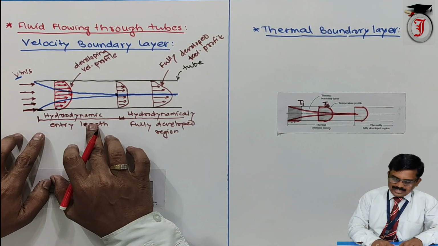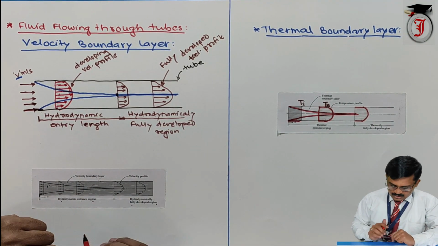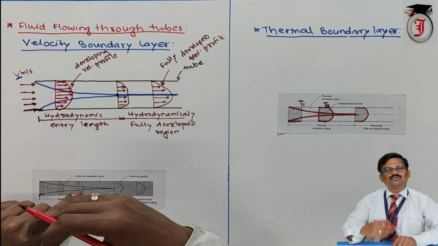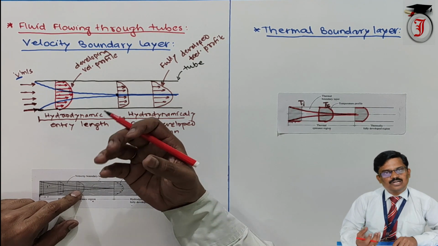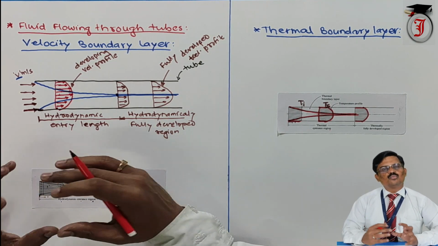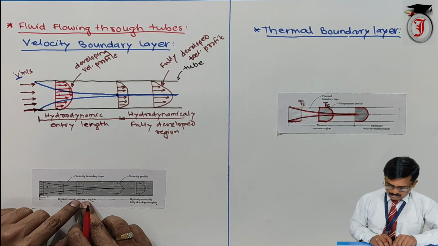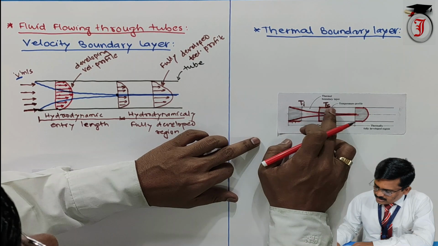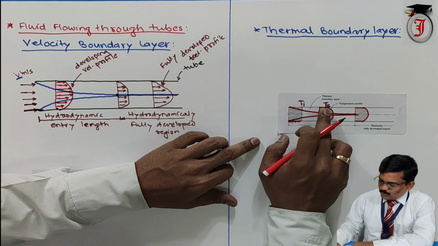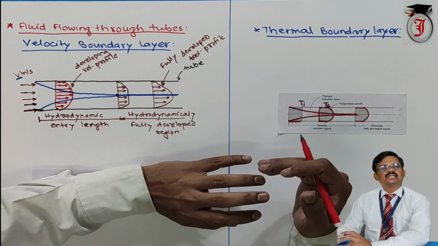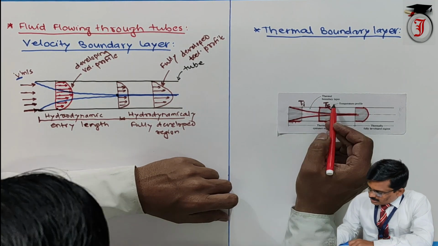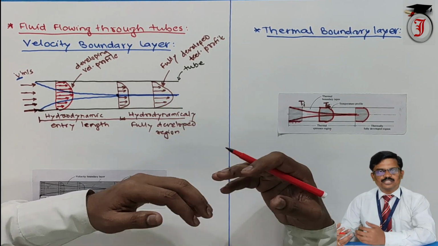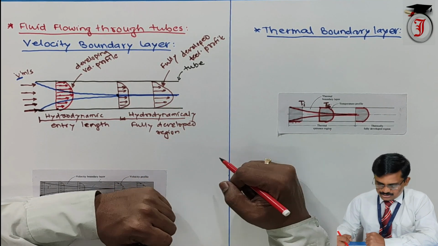And as we studied in the case of the velocity boundary layer, the velocity at the velocity boundary layer thickness is equal to 99% of the mainstream velocity. Here also, the temperature difference between the fluid temperature and the surface temperature is equal to 99% of the temperature difference between the surface temperature and the infinite or mainstream temperature.